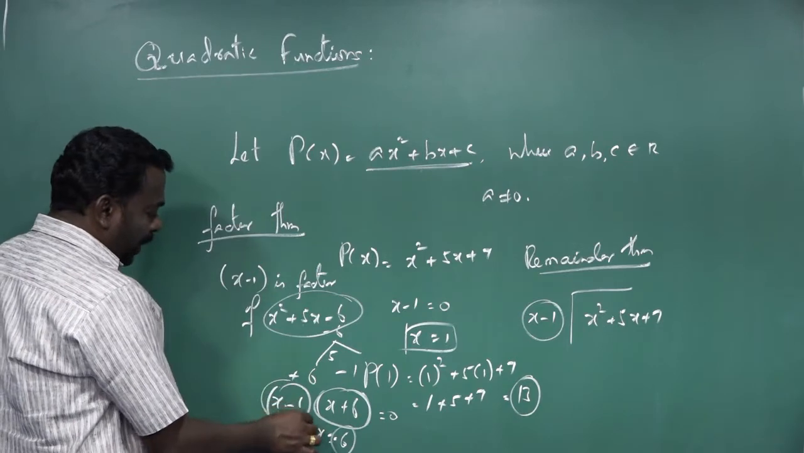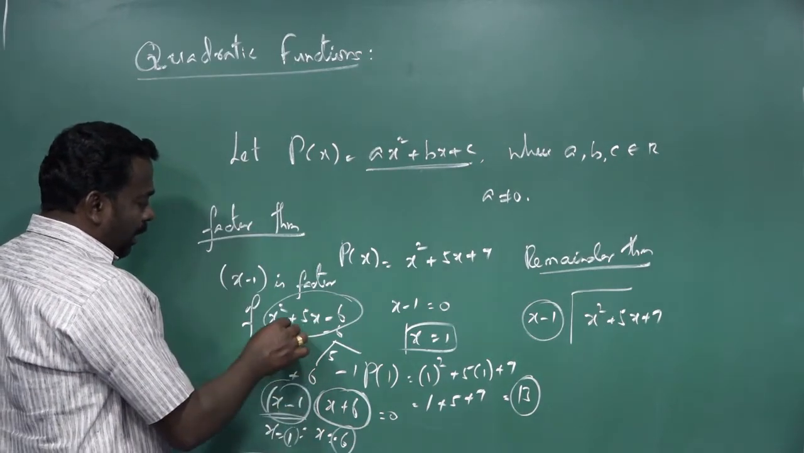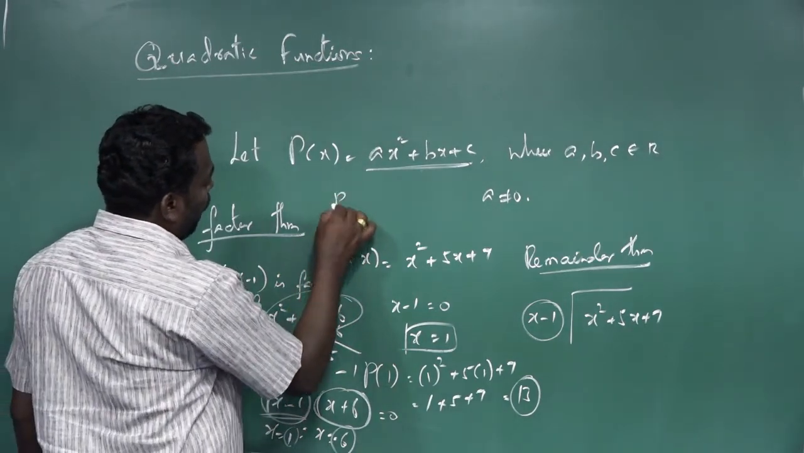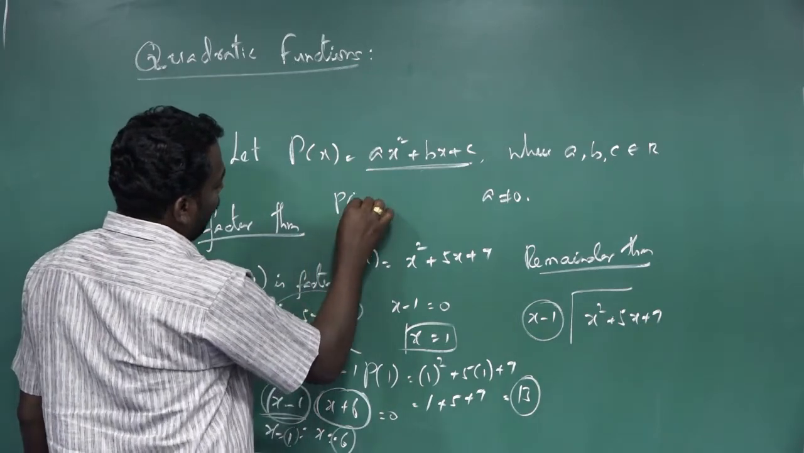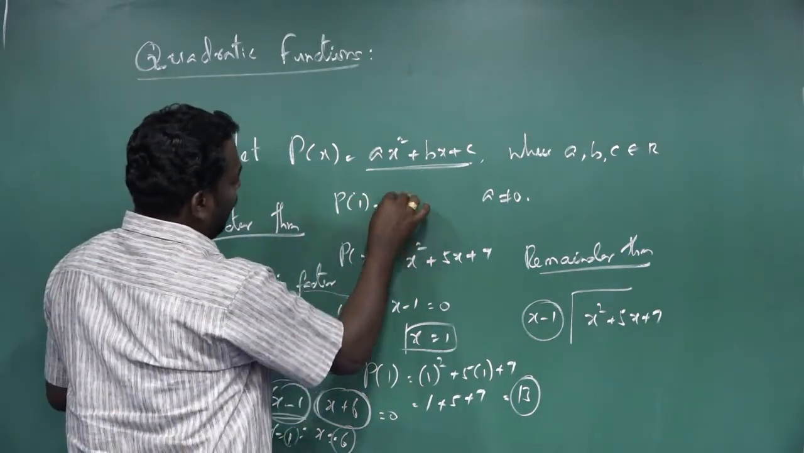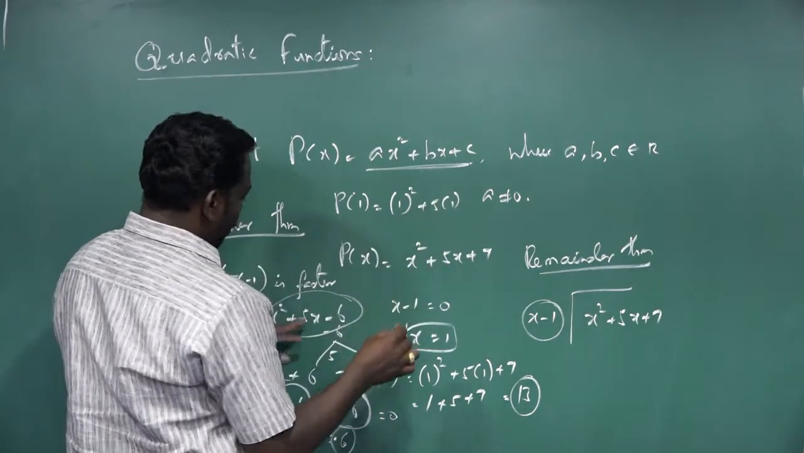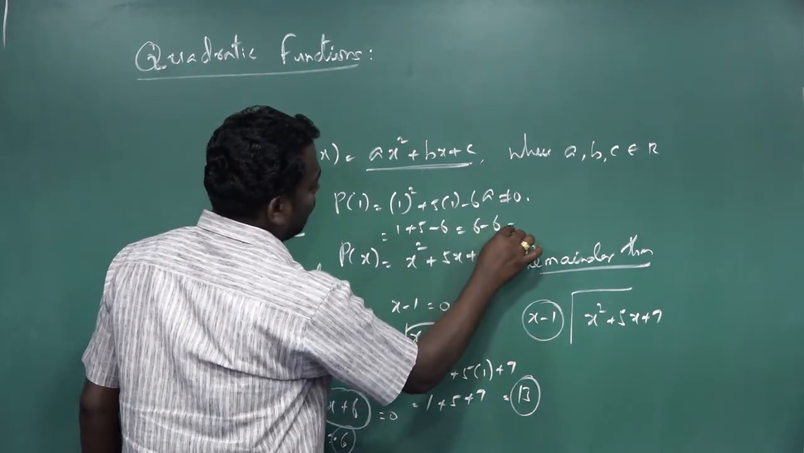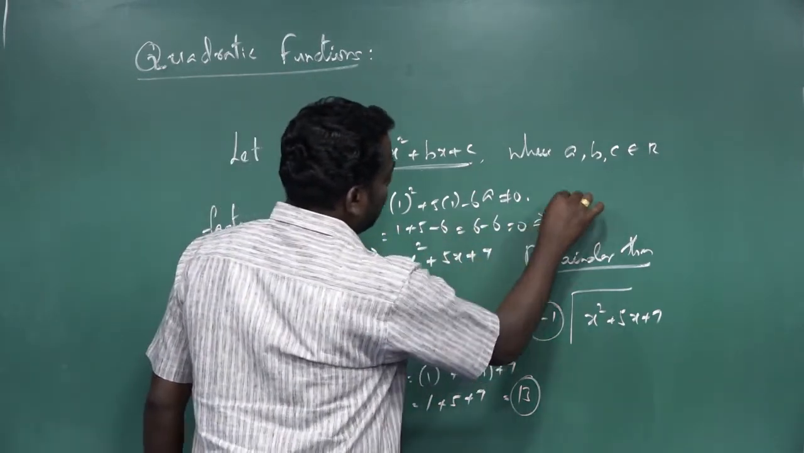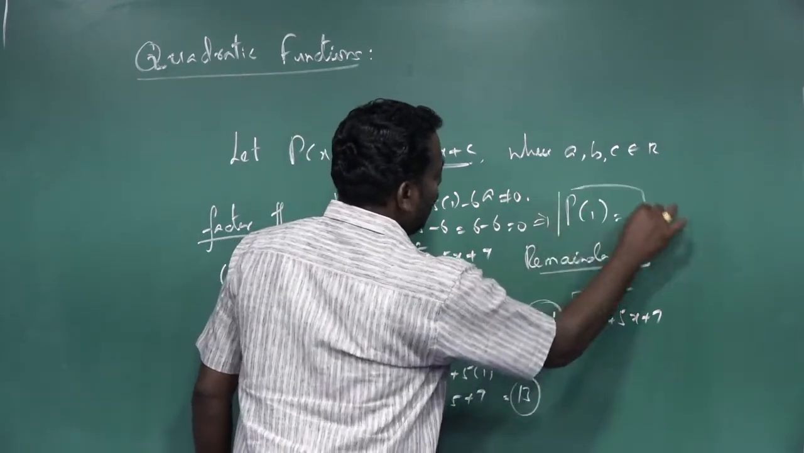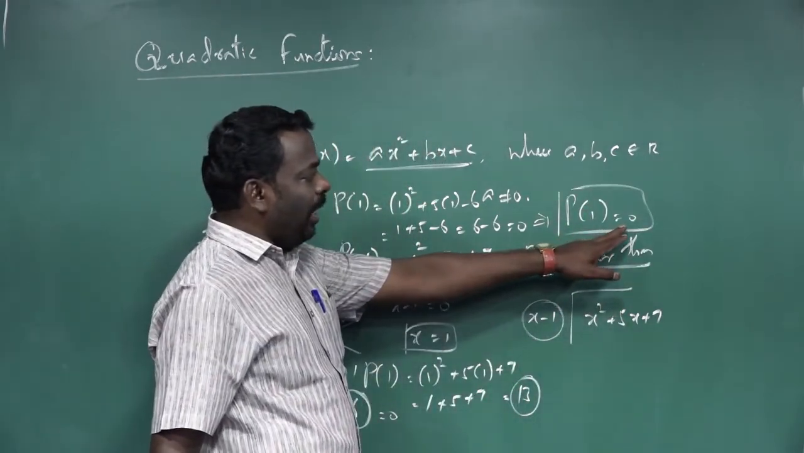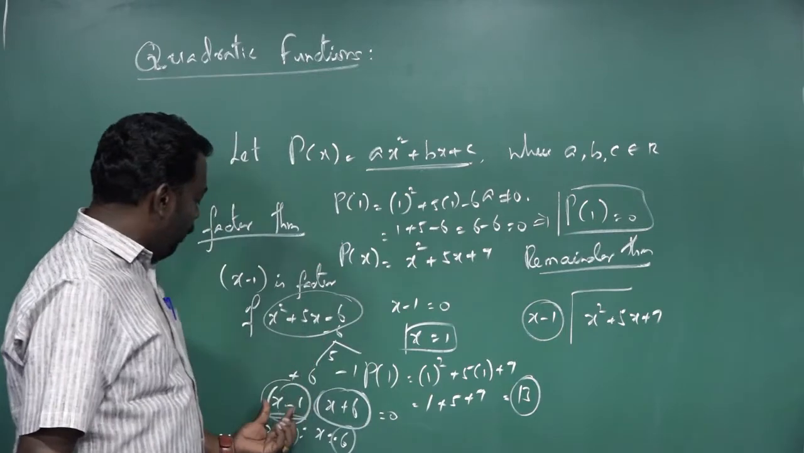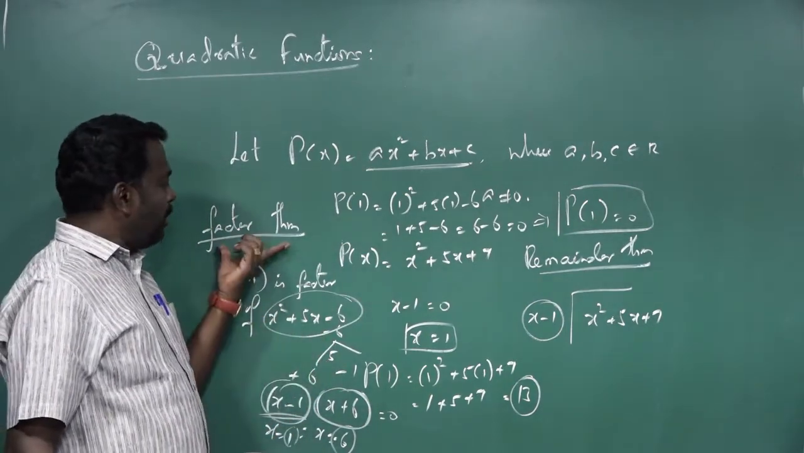If x − 1 is a factor of the polynomial, what is the condition here? It satisfies the polynomial. Therefore, for the factor x − 1, P(1) = 1² + 5 × 1 − 6 = 1 + 5 − 6 = 0. That implies P(1) = 0. Therefore the polynomial value is equal to 0, that is, the remainder is 0. If the remainder is 0, then the corresponding divisor is one of the factors of the polynomial, and this is called the factor theorem.